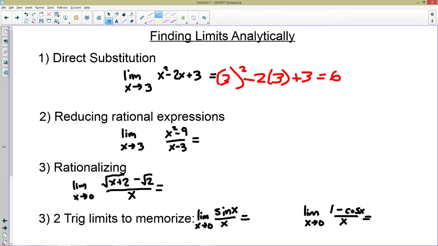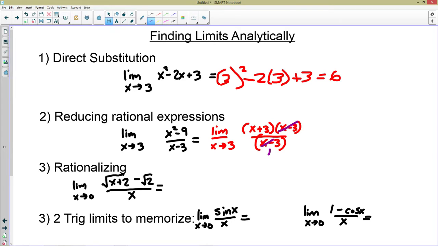So, reducing rational expressions. Sometimes, as we know, these rational expressions have holes, which we covered in our pre-calc video. And the function I'm about to write here is really the same exact function except for one thing. So let's talk about this. The limit as x approaches 3, I'm going to do a different function. Now I'm just going to factor this. And right now it's the exact same function, I'm just in factored form.